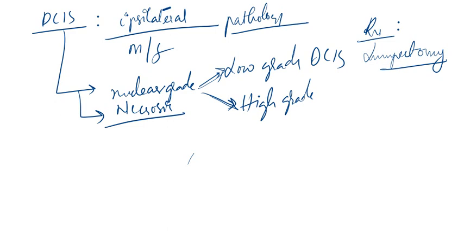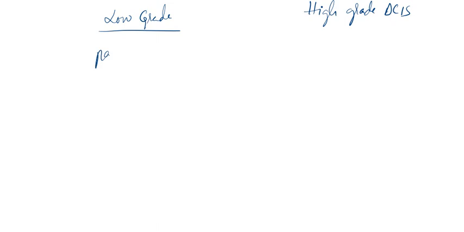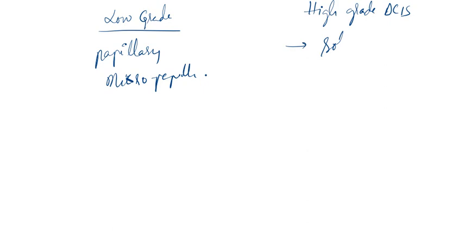Now, coming to the difference between low grade and high grade DCIS, this is low grade and this is high grade, right? What are the differences between low grade and high grade ductal carcinoma in situ? In low grade, it's actually cribriform, papillary, and micropapillary. In high grade DCIS, we have solid carcinoma and comedocarcinoma.